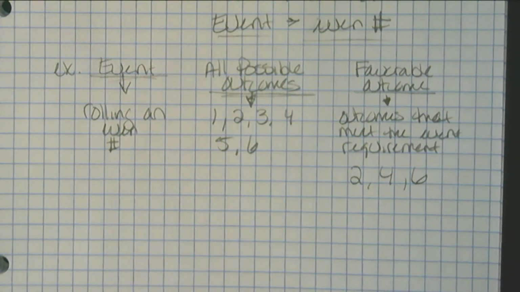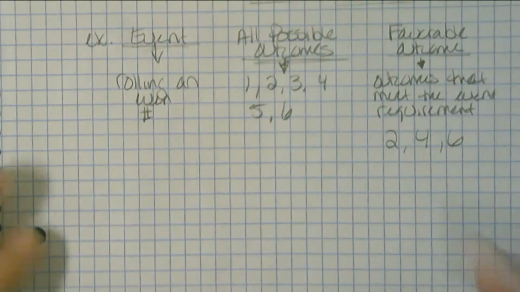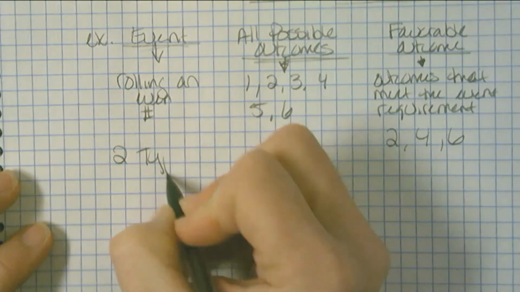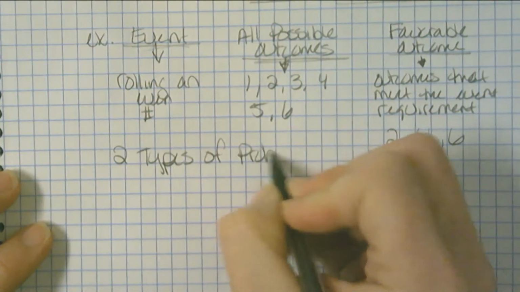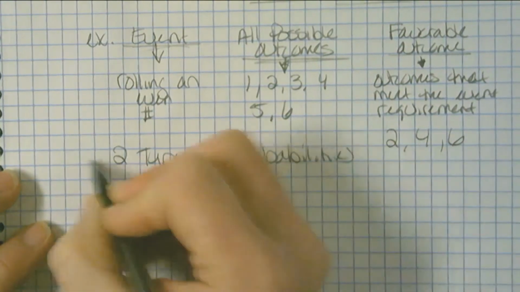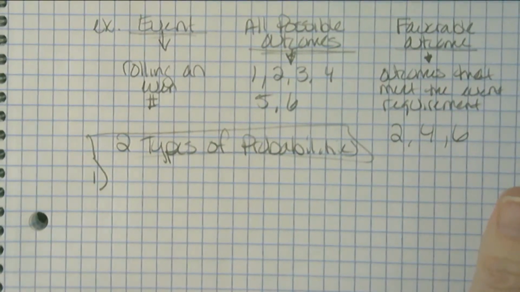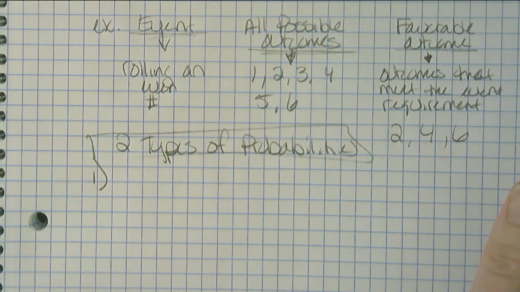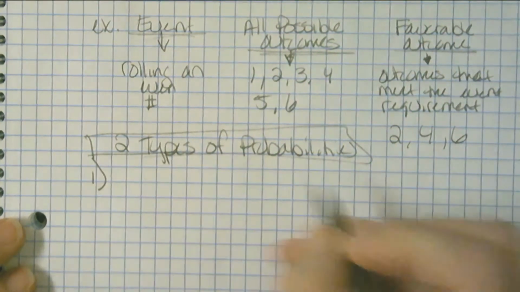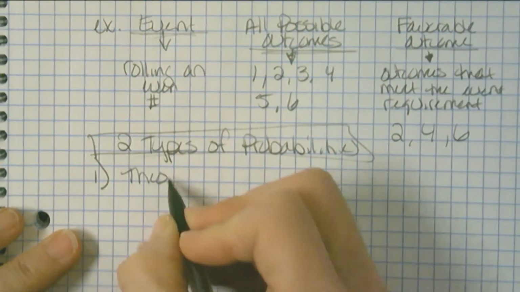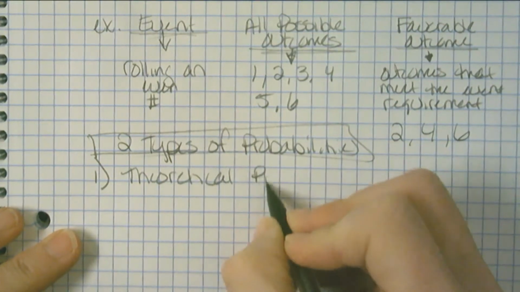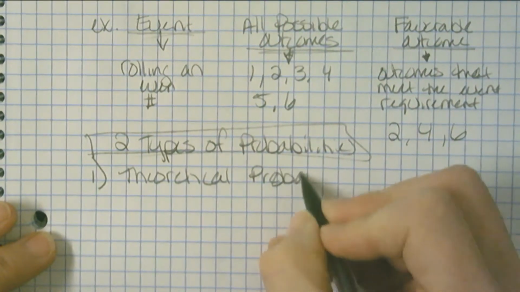All right, we have two different types of probabilities. Who remembers what they're called? Who remembers the two different types? Oh, Nick, you're going to try. Go ahead. Nope, those are my outcomes, but I like that you're trying. All right, how about theoretical? Theoretical probability.